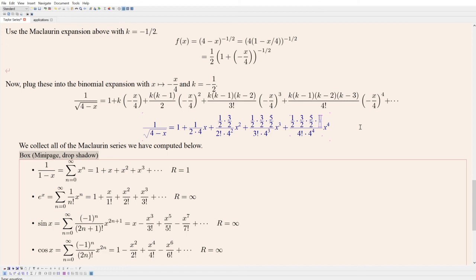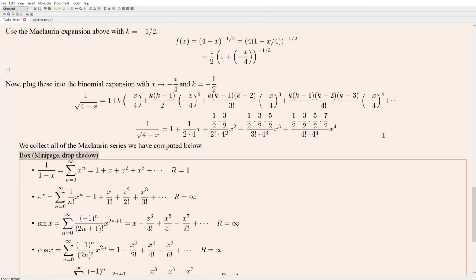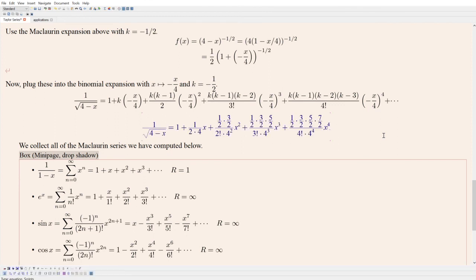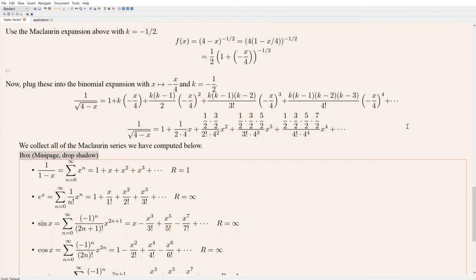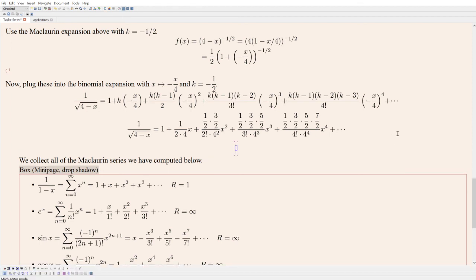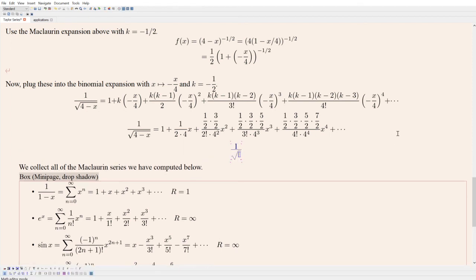So -1/2 minus 3 is 7/2. Okay, so we can pretty clearly see what the pattern is here. The pattern is definitely taking shape. So let's just go one step further to really nail it home, and also to get rid of those horribly ugly fractions.